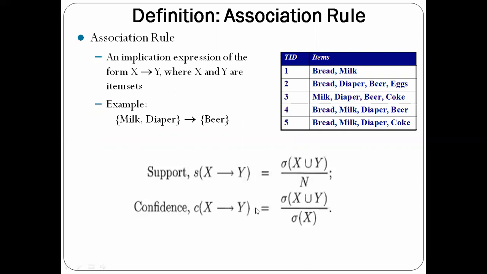And in the same way, the confidence of this rule, X implies Y, is determined by considering the support count of X union Y divided by the support count of X.